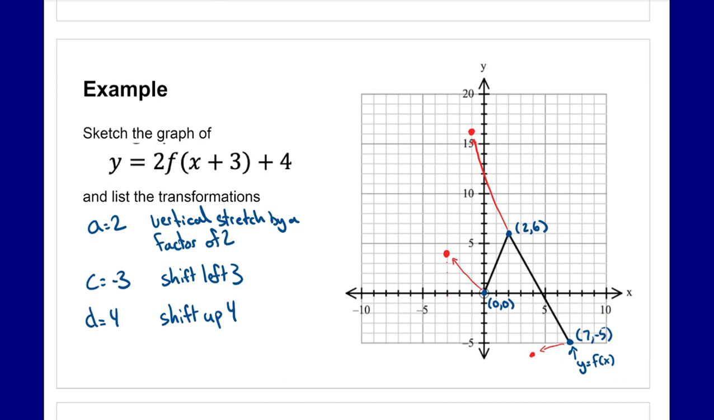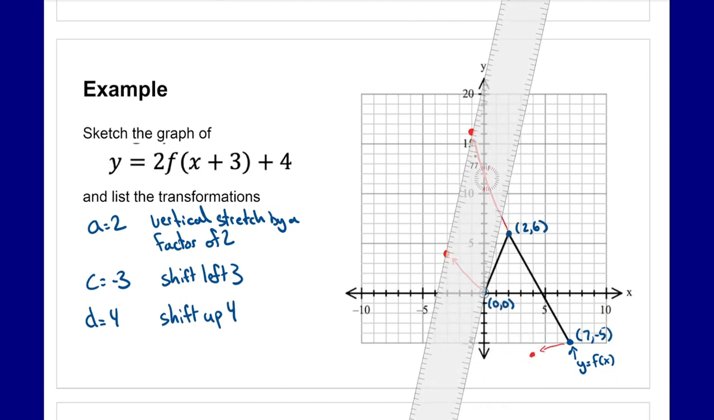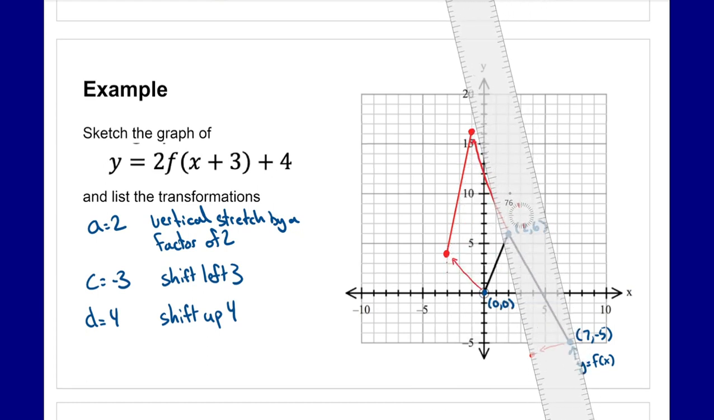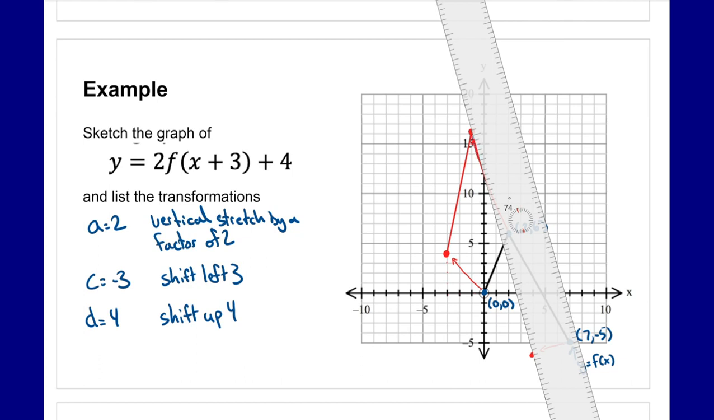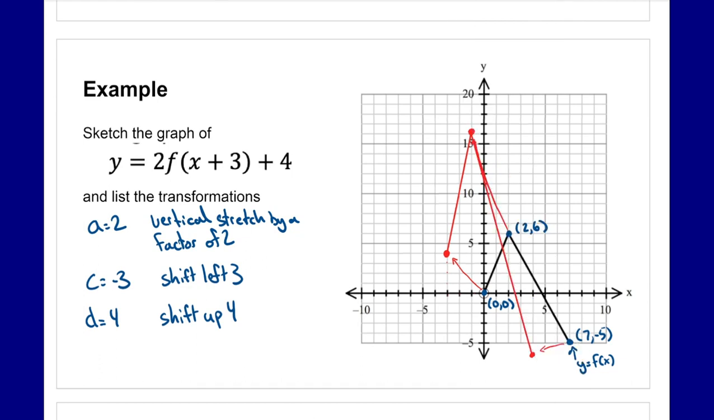I can then connect the lines between those 3 points, and I now have an idea of what my transform function looks like.